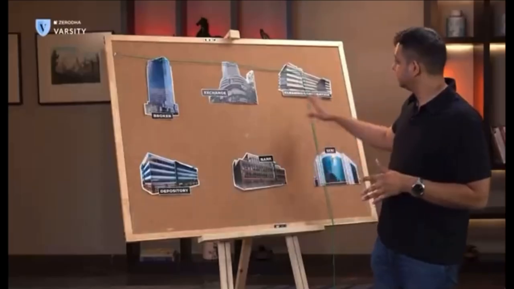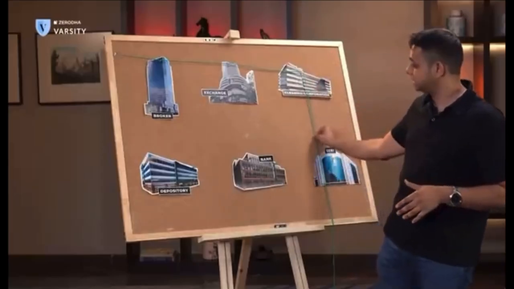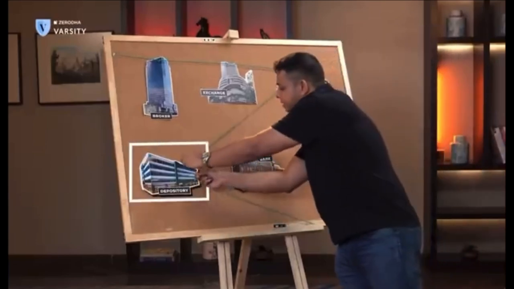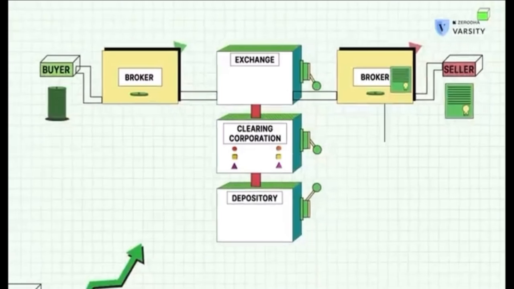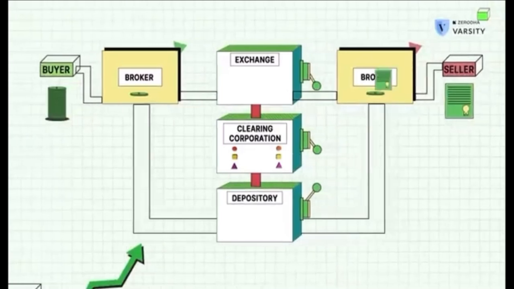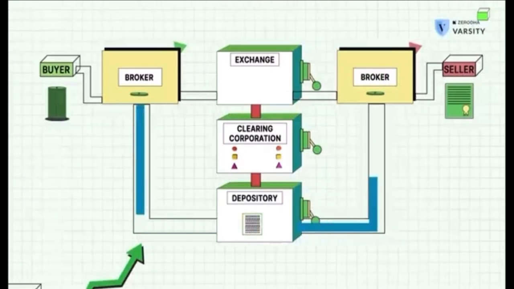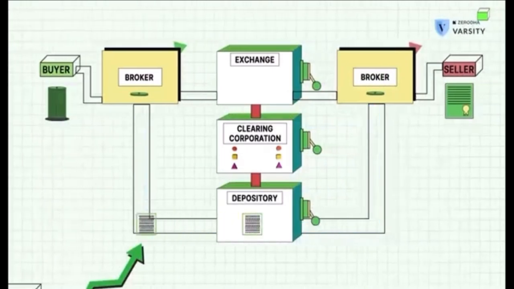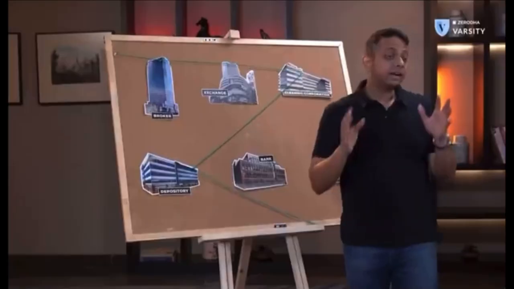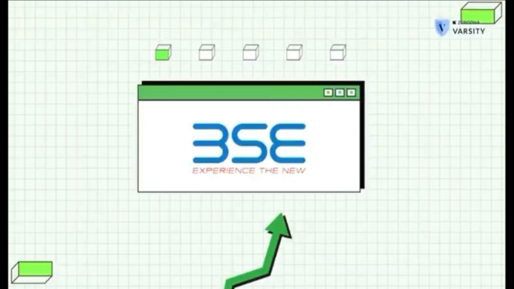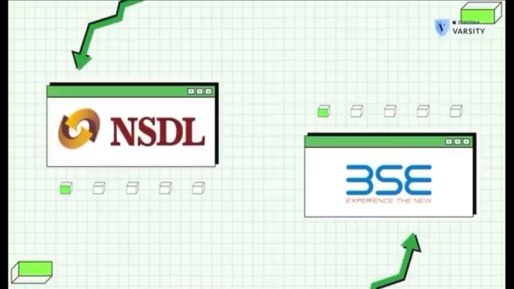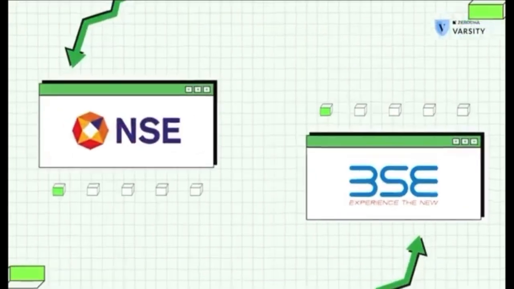Once the clearing corporation clears those shares, the next step is the depository. The depository is like a digital locker, storing all of your shares digitally. The broker and the depository are deeply integrated, which means when I bought those Reliance shares, once they're credited to my account, I will be able to see it on my broker terminal. And there are two depositories in India, CDSL, which is a wholly owned subsidiary of the Bombay Stock Exchange, and the NSDL, which is a wholly owned subsidiary of the National Stock Exchange.